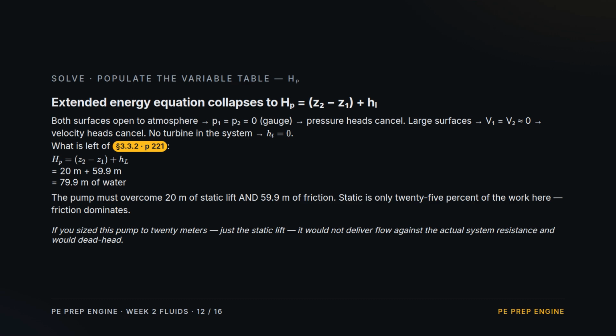The extended energy equation. Both pressure heads cancel because the surfaces are open. Both velocity heads cancel because the surfaces are large. No turbine. What remains is pump head equals elevation rise plus total head loss, about 80 meters of water. Friction dominates static lift 3-to-1 here. Sizing to elevation alone would deadhead the pump.